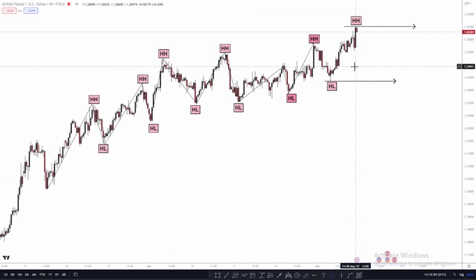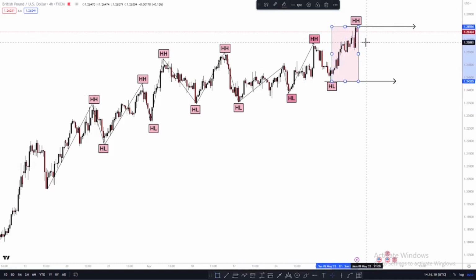Alright? So in this video, what I'm about to teach you is how I was able to catch this continuation on GBP USD. I'm about to teach you guys how I was able to catch the continuation of this move right here.